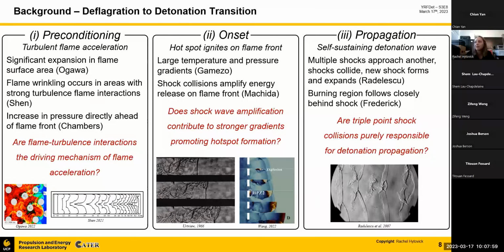Next we want to go into onset. We know that in order to get onset, we need a large temperature and pressure gradient. We also know that when there are shock collisions within your flame and shock, it amplifies the energy release on the flame front to help promote onset. But what precisely is contributing to the onset, and how and why is that onset occurring? And lastly, when we talk about propagation, we want to deduce if triple point collisions are purely responsible for detonation propagation, or is there something else going on, like the reaction behind the shock front. We'll look at more details on those today.